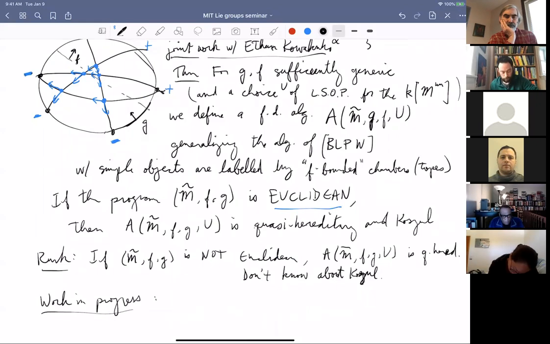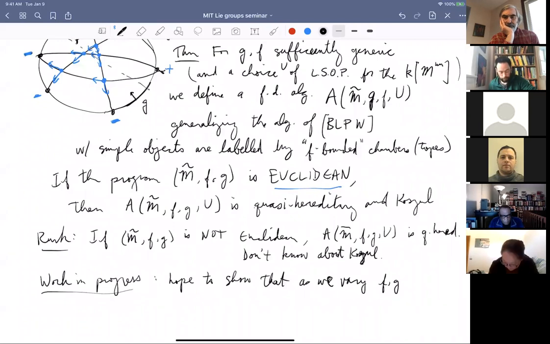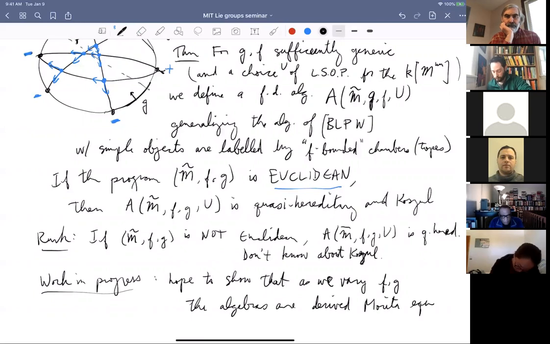So we hope to show that as we vary f and g to be generic, the resulting algebras are derived Morita equivalent. And we have some partial results in this direction, but not as strong as we'd like. So thank you for your attention.